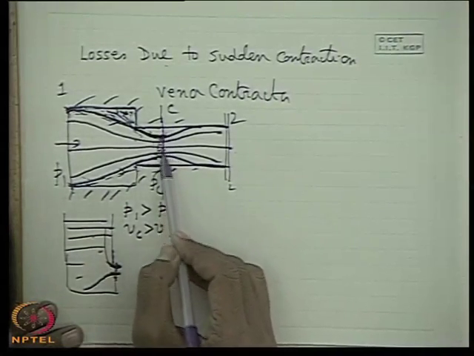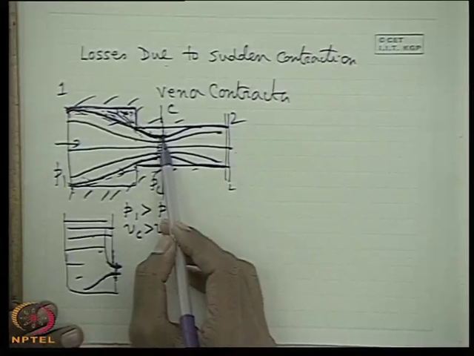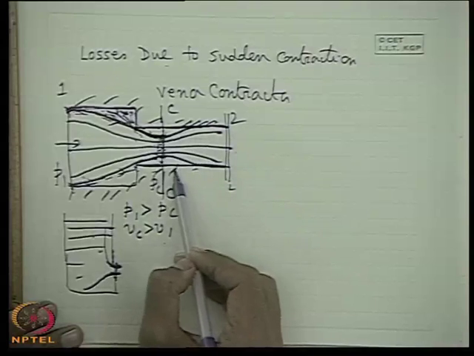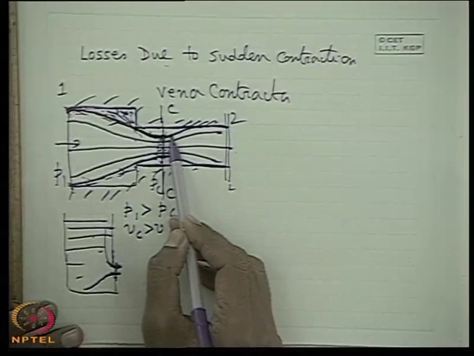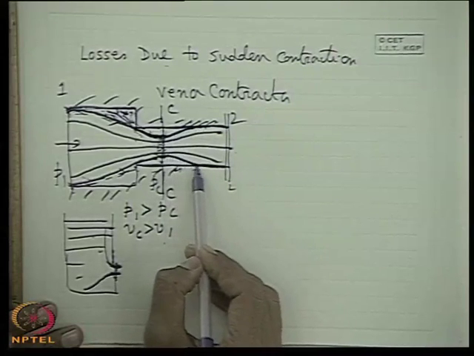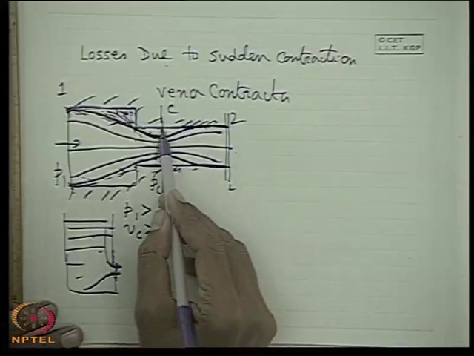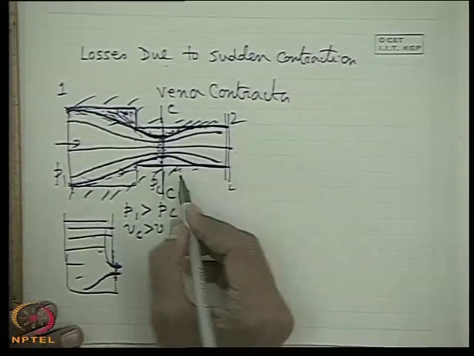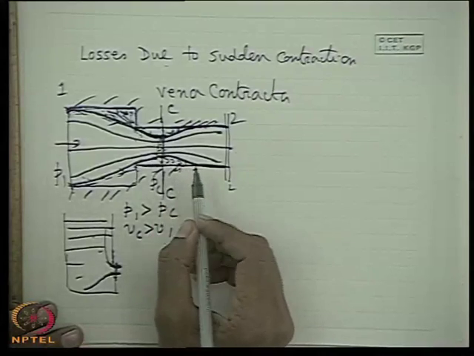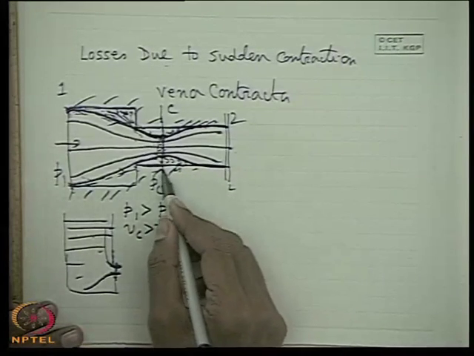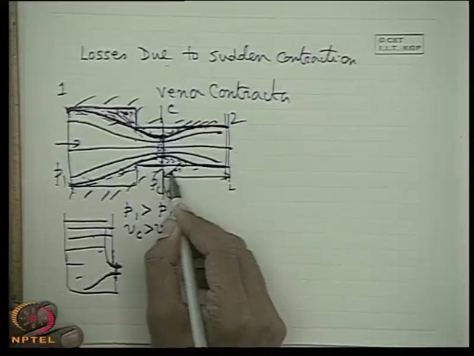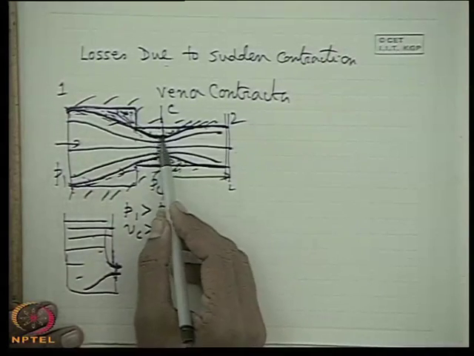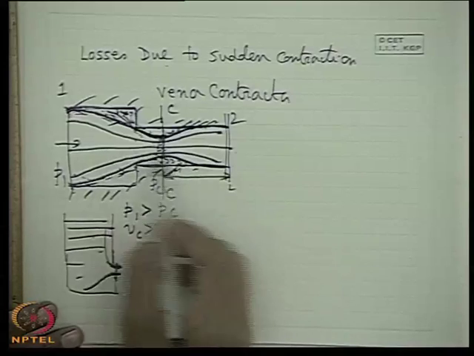But what happens when the fluid attains an area, the vena contracta, which is lower than the area of this pipe, that is A2? The fluid from the vena contracta again expands and fills the pipe area 2. So from CC to 2, it is again an expansion, and the fluid particle here separates, flow separation. So the energy loss takes place in this zone, not in this zone. It is not because of the contraction, but because of the expansion that follows the contraction.